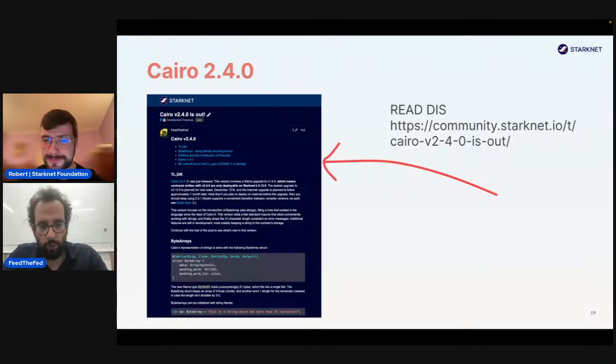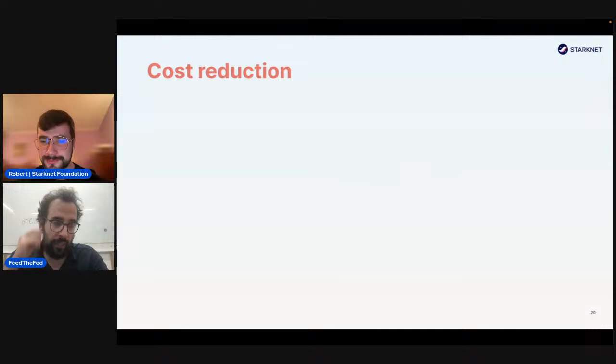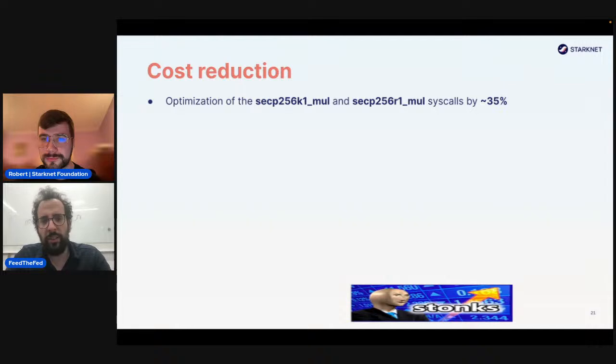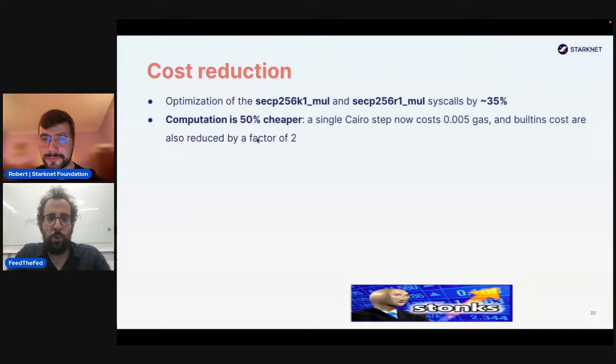Okay, cool. So these were strings and byte array. So we're coming to the last thing in this version, which is cost reduction. Transaction fees are going to drop rather significantly. In a few points, I want to go over what exactly is being improved. Maybe I should start with the second point. So computation is 50% cheaper.